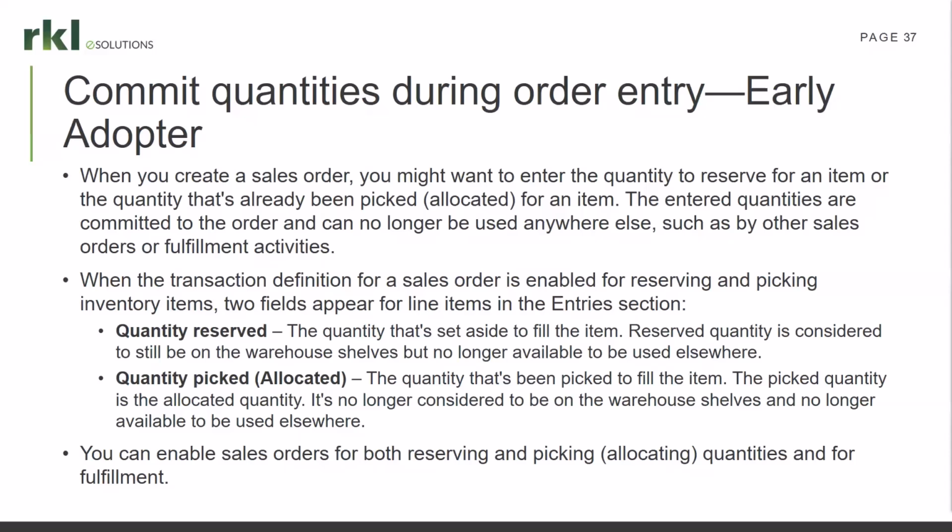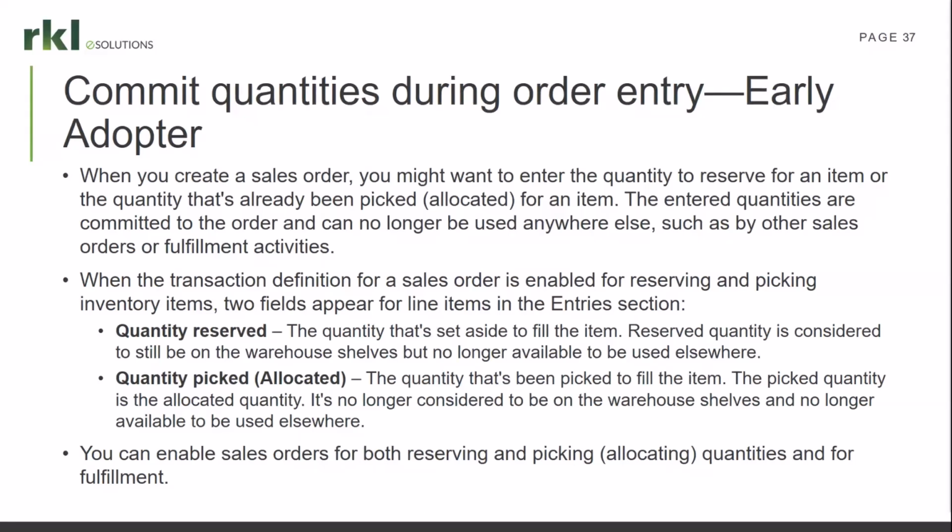When the transaction definition for a sales order is enabled for reserving and picking inventory items, two fields appear for the line items in the entry section. Quantities reserved, meaning that they're set aside to fill an item, and quantities picked, meaning that they've already been picked for the item to be sent out. You can enable sales orders for both reserving and picking or allocating quantities and for fulfillment.